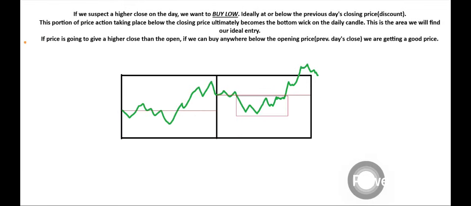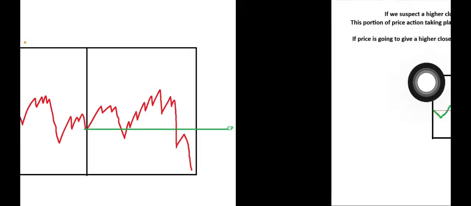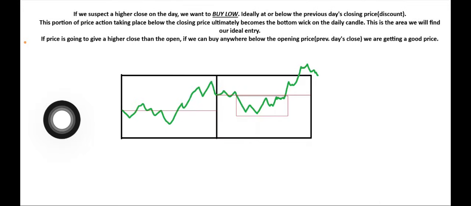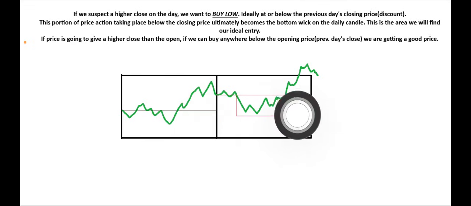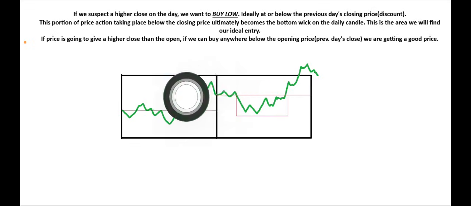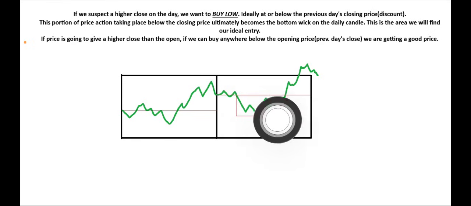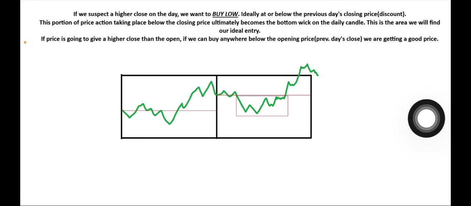If we suspect a higher close on the day, we want to buy low, ideally at or below the previous day's closing price, which would be considered a discount price, whereas something like this is a premium price. It's premium because it's high, it's discount because it's low. This is like if you went to the supermarket last Friday and saw that peanut butter was $8 a jar, and then came back next Tuesday and it was down to $3 a jar, you would say, wow, that's a discounted price. It's just that simple.